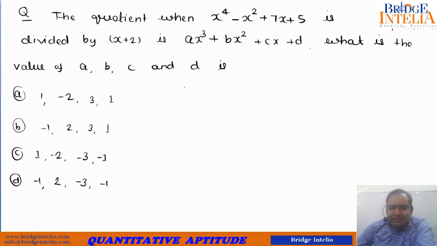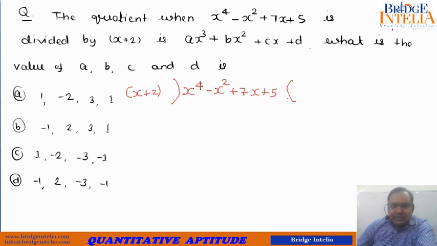So x to the power 4 minus x square plus 7x plus 5. This expression is being divided by x plus 2. Now let's see. From x you have to reach x to the power 4. That would happen only when you multiply it with x cube. So first we need to multiply with x cube and divide. This entire expression is multiplied by x cube and subtracted. So this becomes x to the power 4 and this becomes plus 2x cube. And now you subtract.